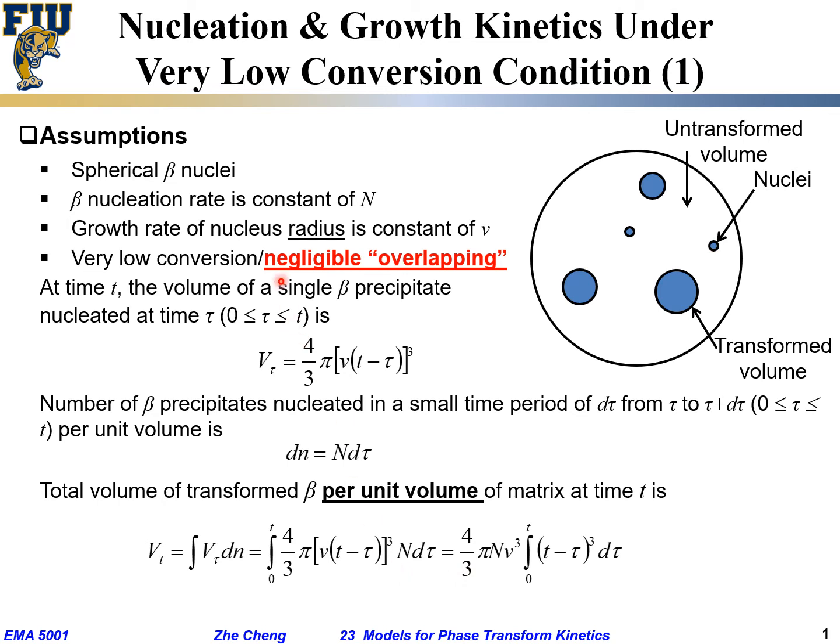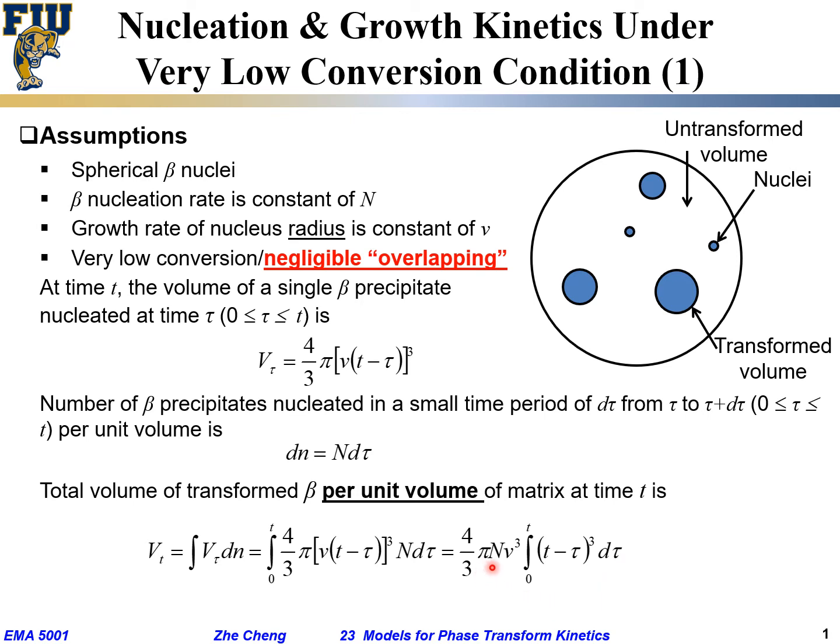N, let's assume, is a constant nucleation rate. N can also be taken out. And we said constant growth rate, velocity, can also be taken out. So the total volume of the beta precipitate at time t per unit matrix volume would be 4 over 3 pi N v to the power of 3 times an integration term.